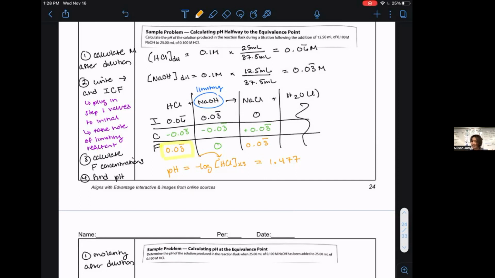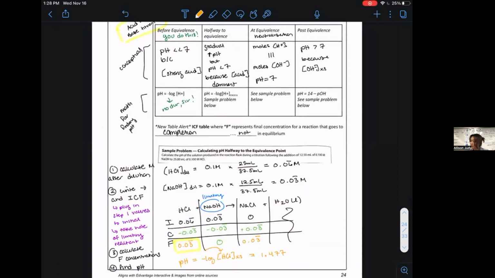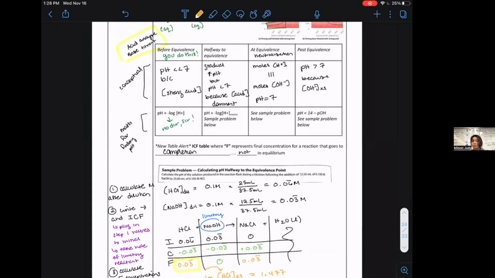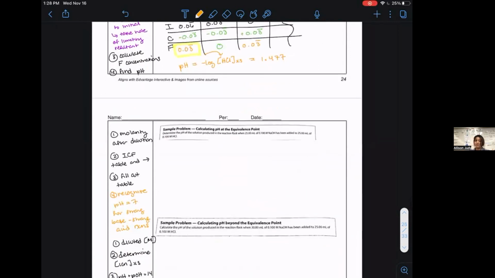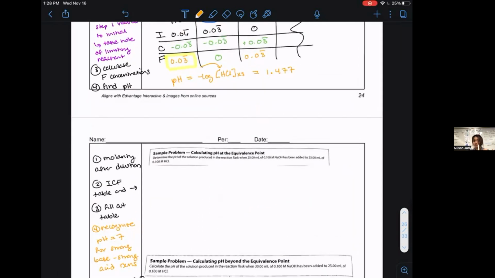Okay, so that's calculating pH halfway to equivalence. Again, before equivalence, it's just please plug in the molarity. Just plug it into your negative log. That's it. You got it. Okay. So at equivalence, you do it. I don't really feel like I need to go over this, so you do this one at equivalence.